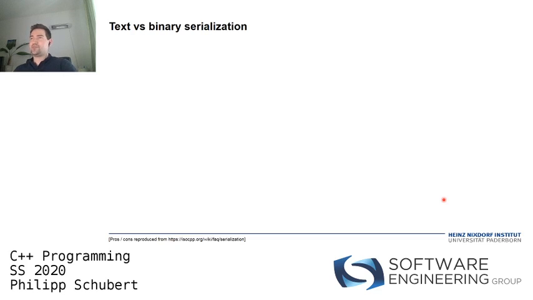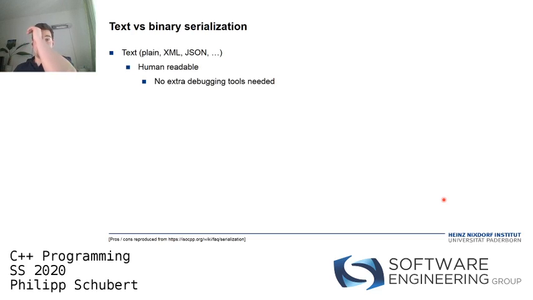So maybe let's briefly discuss the pros and cons regarding text versus binary serialization. First of all, you can use text serialization, plain text or XML or JSON. So you could either store it in plain text or use some structured way. It's human readable, which is probably quite nice. You don't need any extra debugging tools because it's just text. It's independent of any computer architecture because, again, it's just text.